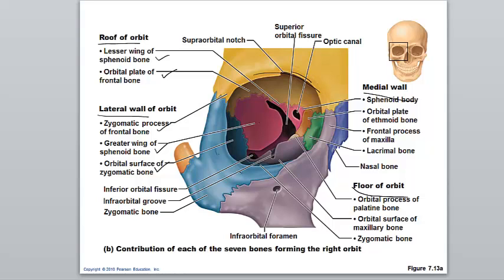Floor, you have the zygomatic bone, and you have the maxillary bone. So that's what you're going to see. You have the maxillary bone, and you're going to see the zygomatic bone. Palatine bone, very little. I'm not going to ask. Let's move on to the medial.